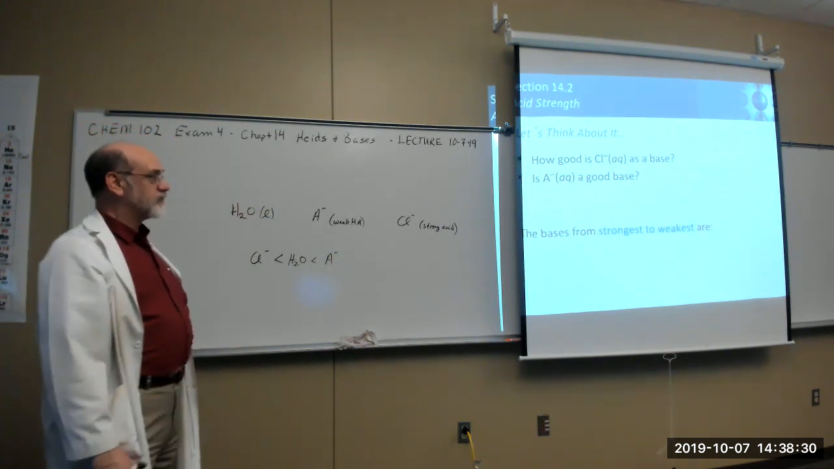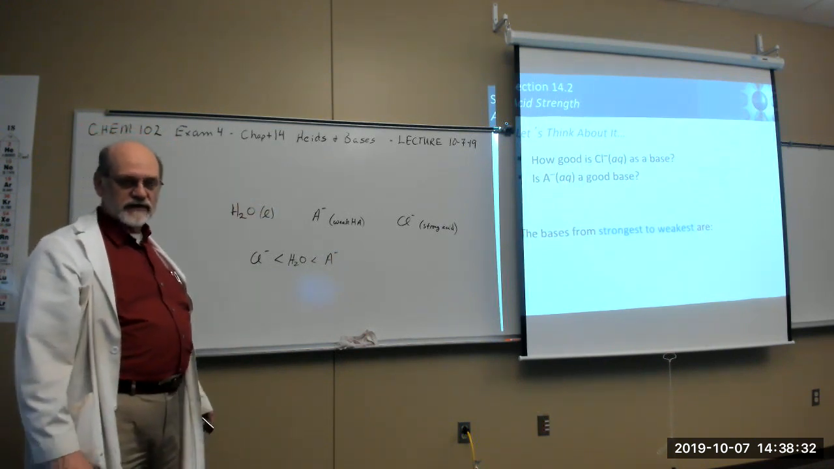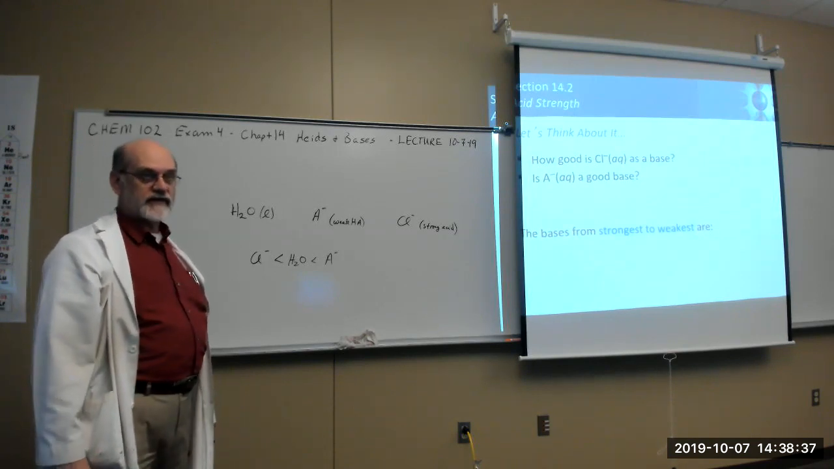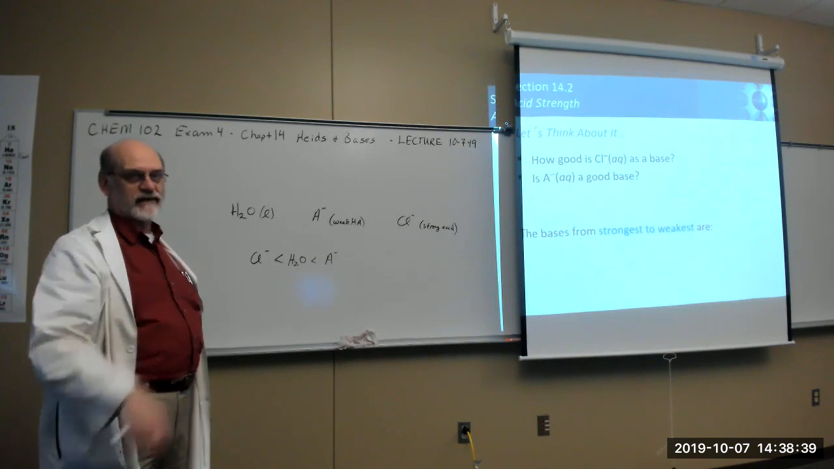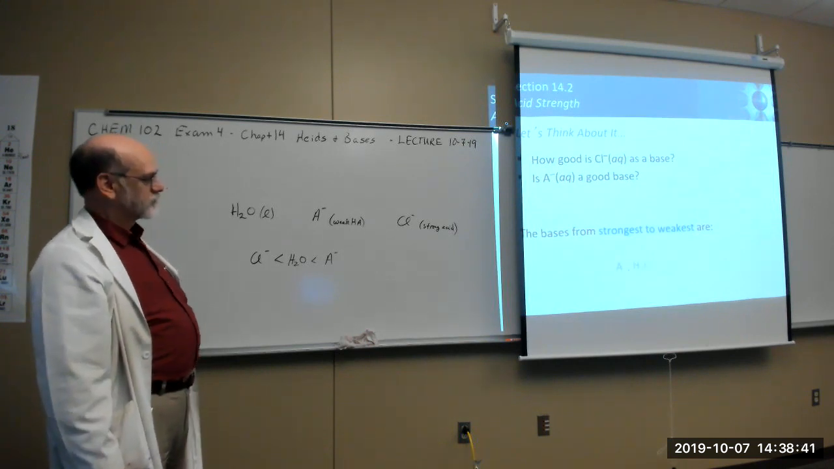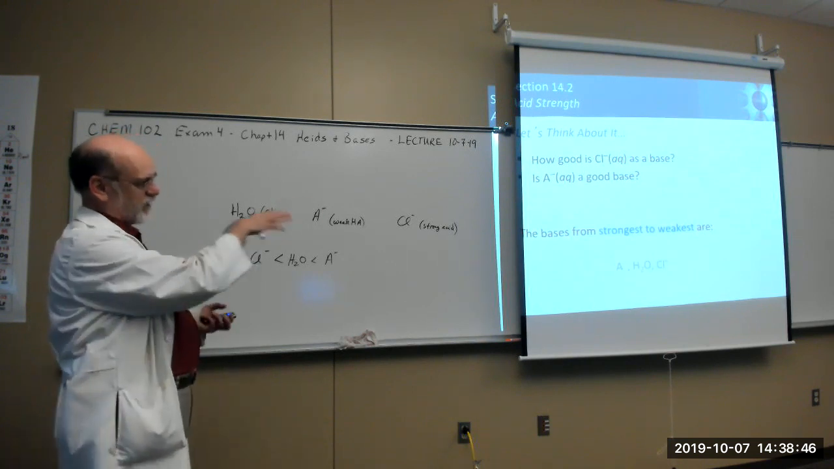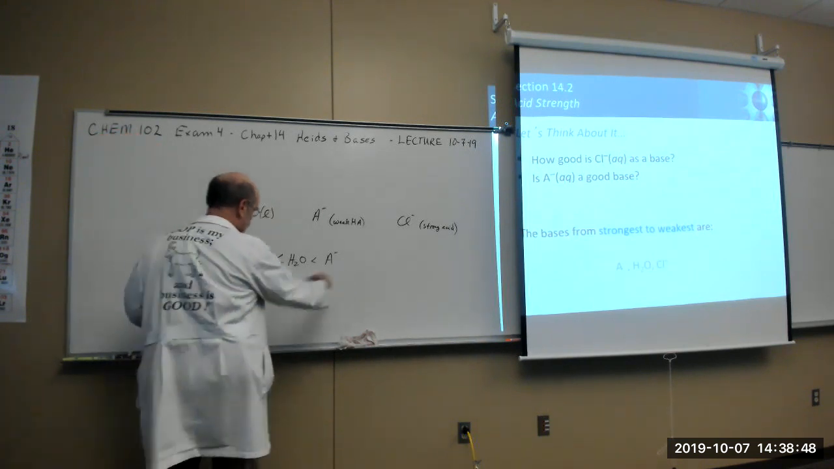Chloride is a very poor base. It doesn't accept protons easily because it wanted to get rid of them pretty quick as HCl, so it doesn't want them back. So based on strongest to weakest, it'd be this way.